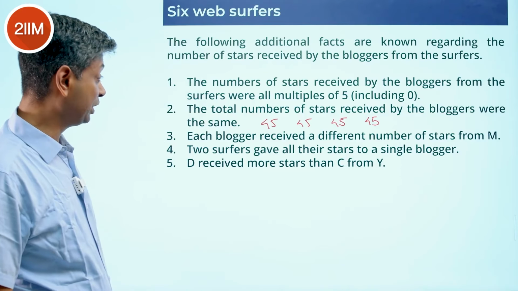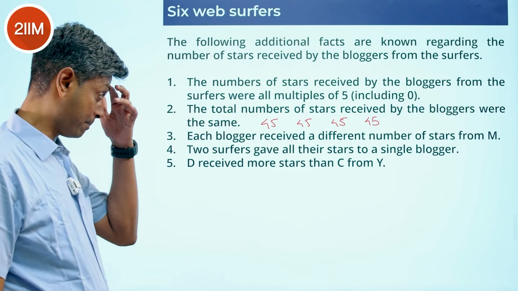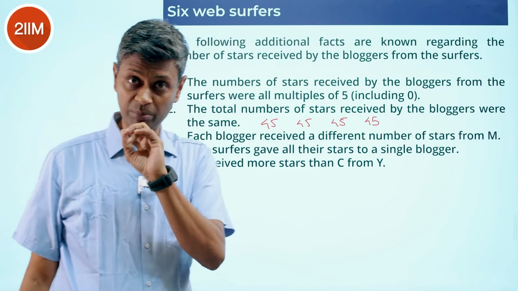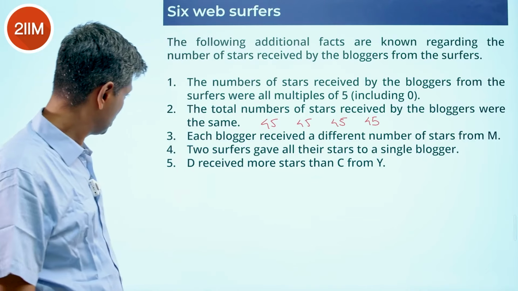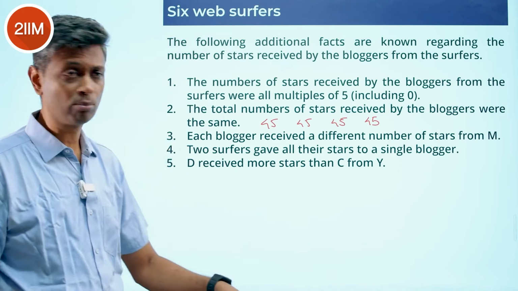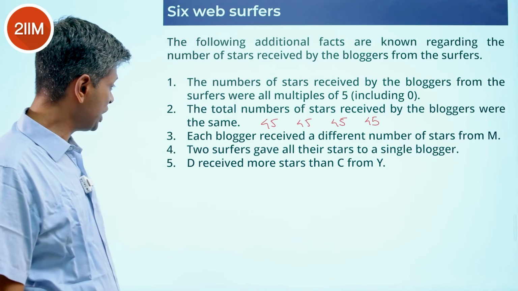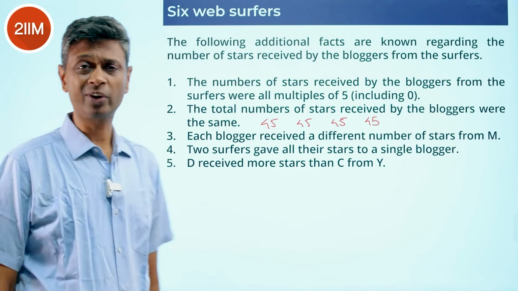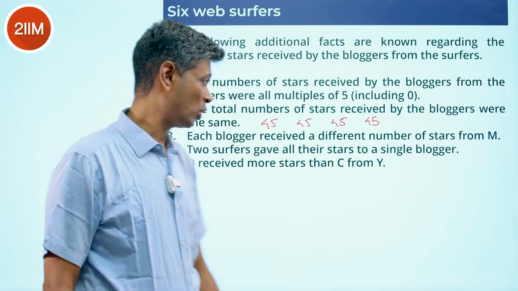Each blogger received a different number of stars from M. Okay, we know the data for A and B, we'll have to figure out the rest. 2 surfers gave all their stars to a single blogger. D received more stars than C from Y. Okay, I have to process all of this information, but what do we already know?